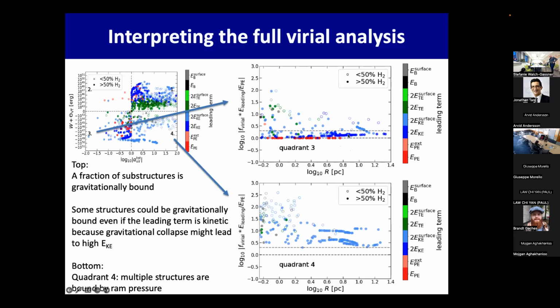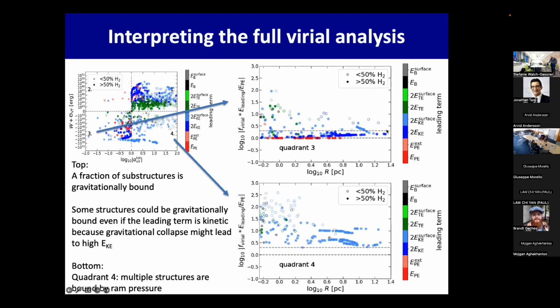Then there are some which have a very important kinetic energy volume term. Now we had a long discussion with the referee whether this kinetic energy is turbulent energy or whether this kinetic energy actually comes from gravitational collapse and is just showing up as the leading term. So what we looked at in detail is whether these have, as a second most important term, the potential energy or not, and so on.